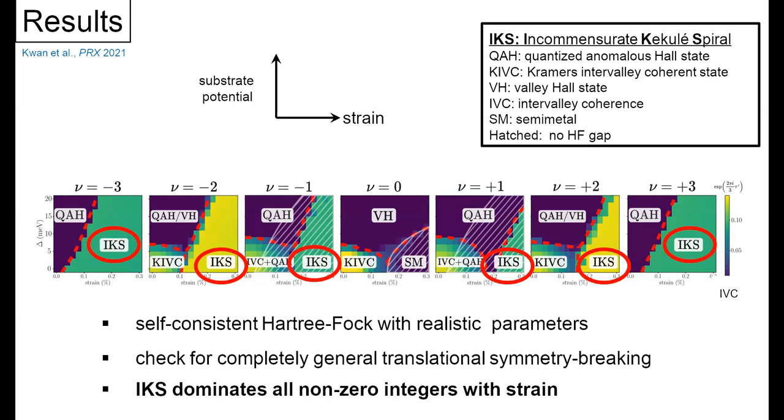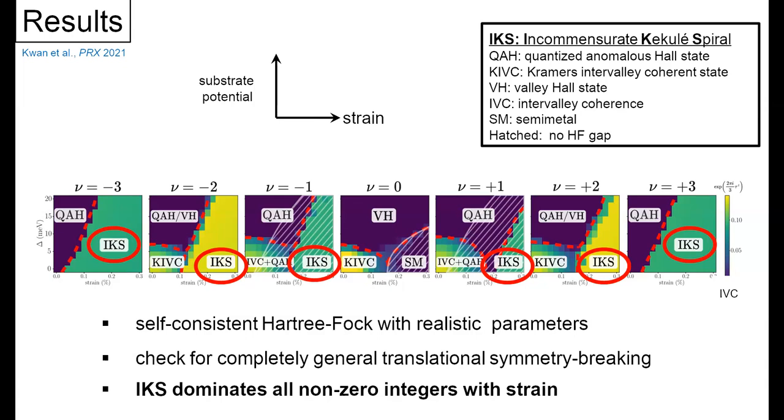Each of these pictures is a different integer filling fraction. Along the horizontal axis is the strain in each picture, from 0 strain to 0.3% strain. So it's a very small amount of strain that we're putting in, but it turns out to be important. And on the vertical axis is the coupling to the substrate, how well aligned you are to the substrate. People don't know exactly how big that number is, but they have a range for that number. A couple things to notice.